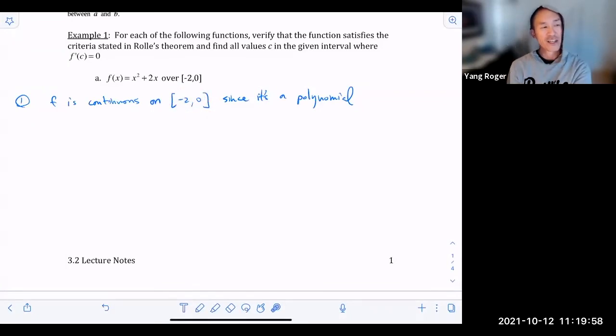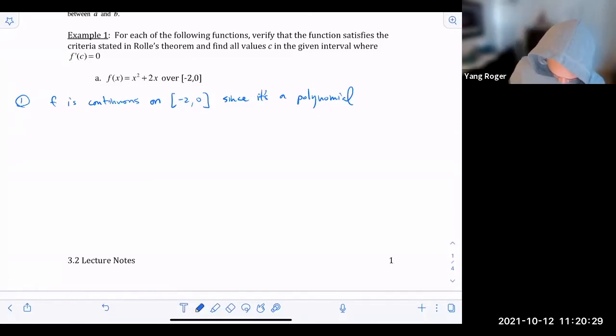What other functions are continuous? Rational functions are continuous, but not everywhere, only on their domains. What else is continuous? Radical functions, roots, are continuous, but only on their domain. And what else do we have? Trig functions. Trig functions are continuous as well, again only on their domain. Regardless, the first condition is satisfied. It's over-satisfied.